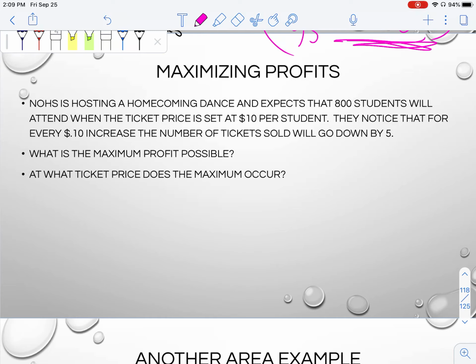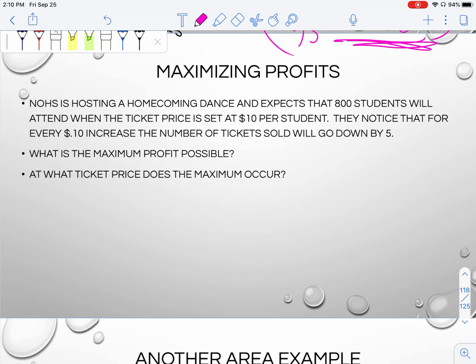So here's a situation where increasing the cost of a ticket, or having it lessen, is going to bring more people, and the more you raise it, the fewer people buy it. Here's a situation where we can play and juggle what we want our ticket price to be if we have a desired profit in mind. So let's read the situation here.